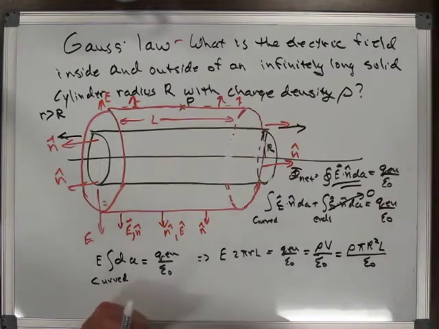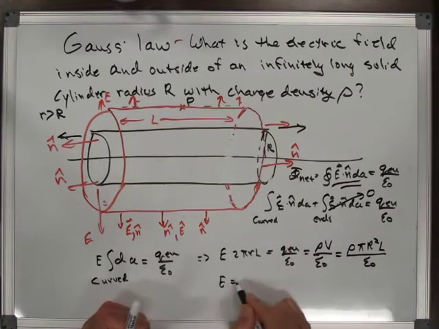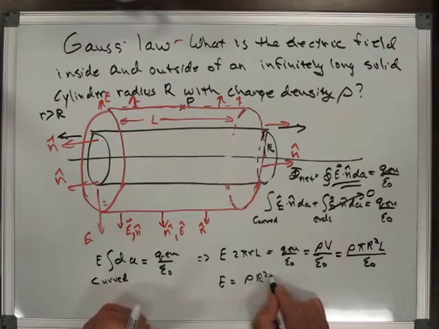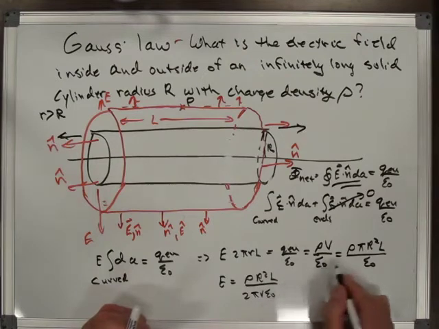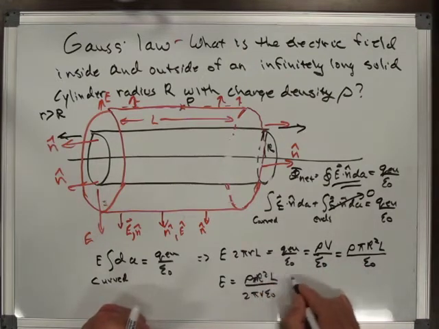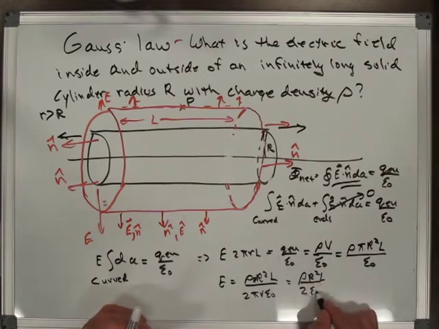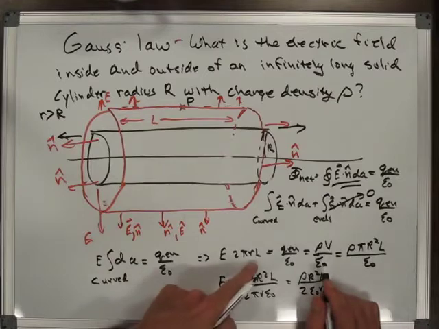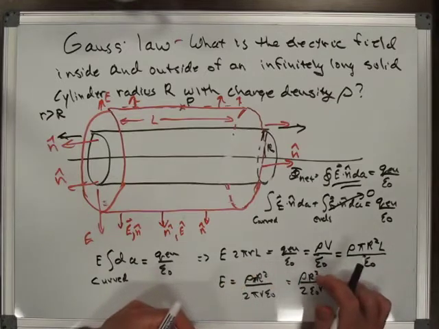And so divide that by epsilon naught, and we get E is equal to, so you ready? It's rho r squared L over 2 pi r epsilon naught. There's a pi in here, and there's a pi in there. And so the pi's go away, and it's equal to rho r squared L over 2 epsilon naught r. The L's cancel. Sorry, I lost an L. There was an L here and an L here. The L's cancel. There we go. That looks better.